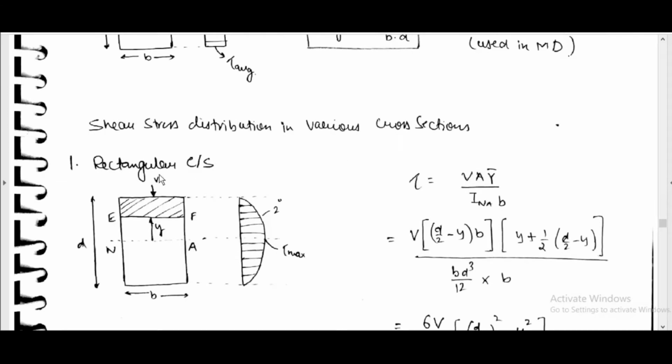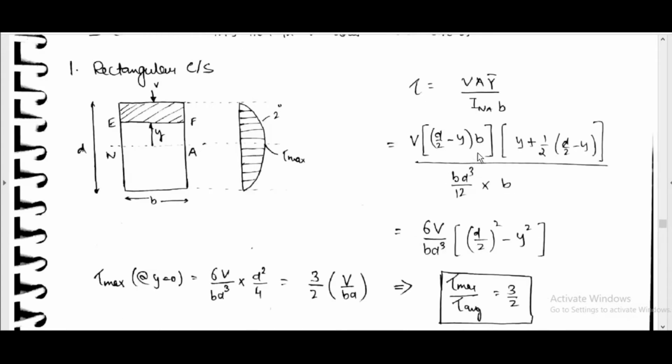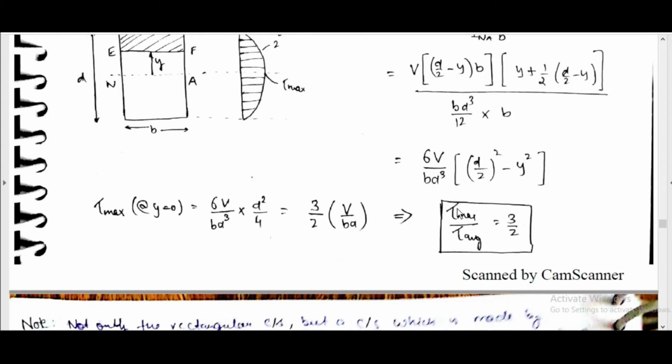First, rectangular cross section, depth d, width b, neutral axis, level EF at distance y, shear force V. Secondary, tau is equal to V A y bar by I NA b, equal to V into (d by 2 minus y) into b into (y plus half of (d by 2 minus y)) by (b d cube by 12) into b, equal to 6V by b d cube into ((d by 2) whole square minus y square). This is the distribution, which is parabolic.